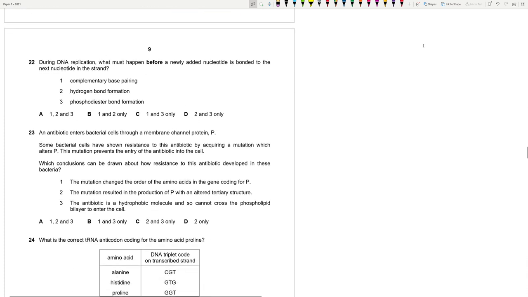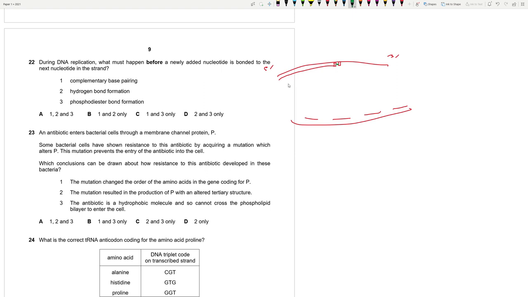Okay. Number 22. During DNA replication, what must happen before a newly added nucleotide is bonded to the next nucleotide in the strand? So the DNA has opened, right? 5 prime to 3 prime. In one direction it goes like this, and in the other direction we get some Okazaki fragments, right? So basically, there's one nucleotide here and there's another one here. What must happen before a bond is created between them?